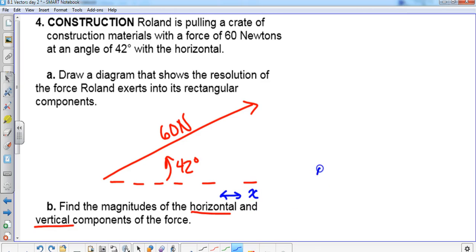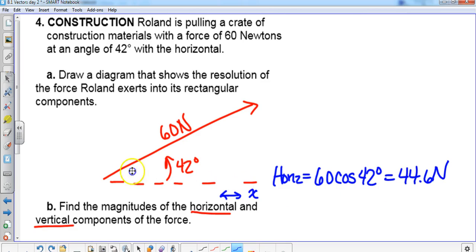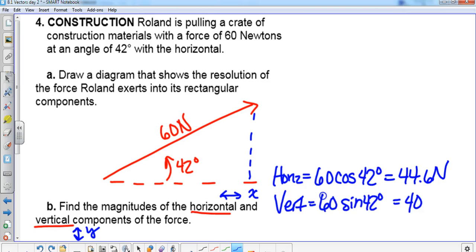So we're going to do 60 cosine of 42 degrees. Anybody get a number? 44.6. So it's 44.6 newtons of force horizontally. And vertically is what? Vertical, up and down, is the y component over here. So it's 60 sine of 42, which was what, Getty? 40.1 newtons of force across.